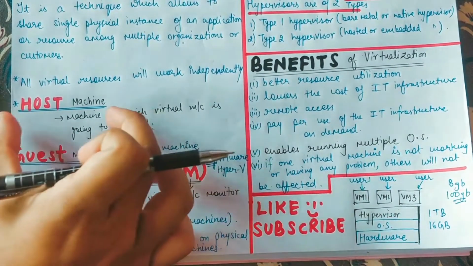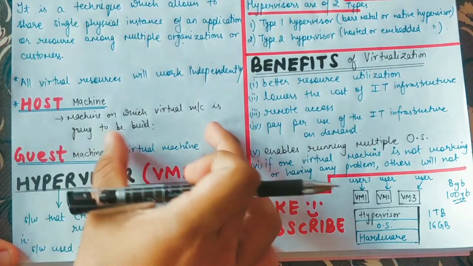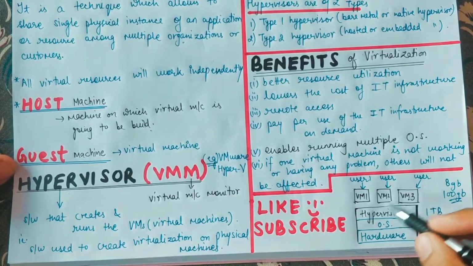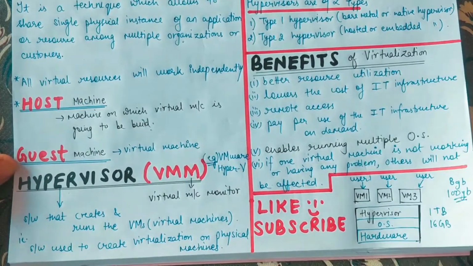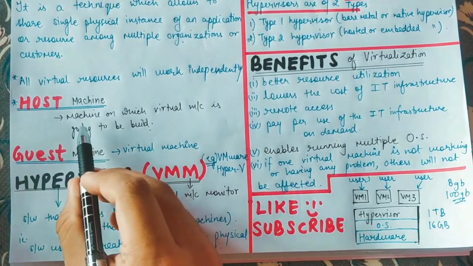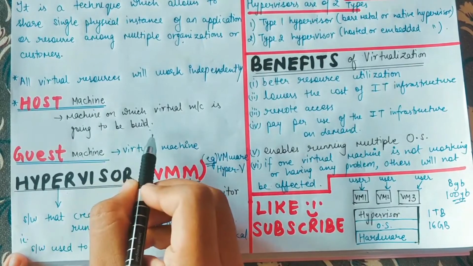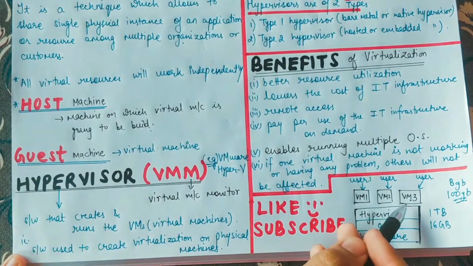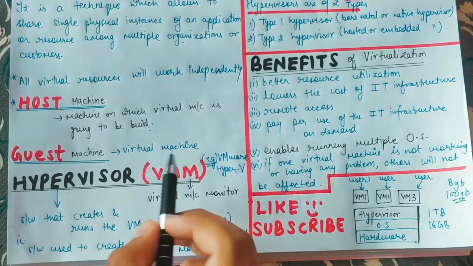That's the case. Now what is the host machine, guys? It is the machine on which we are creating the virtual machine. Simple. So we are creating these virtual machines on this particular machine, so this will be our host machine, right? So that's what I've written over here: the machine on which the virtual machine is going to be built is your host machine. Now what is a guest machine? Obviously, guys, the machines which we are creating are the guest machines, that is your virtual machines only.